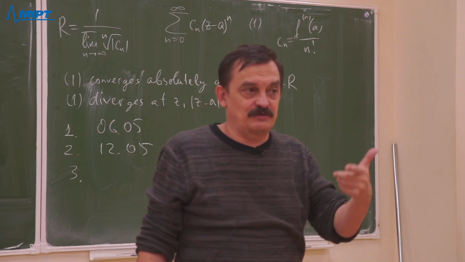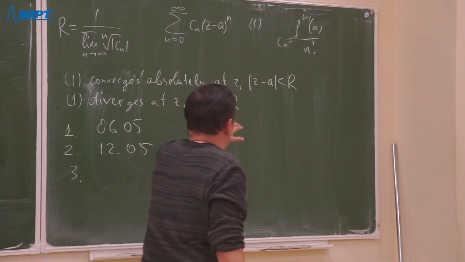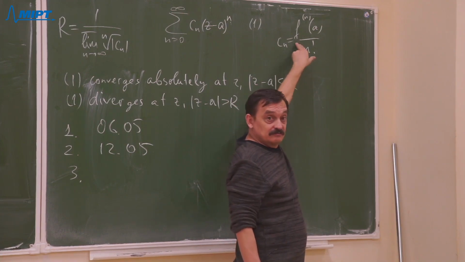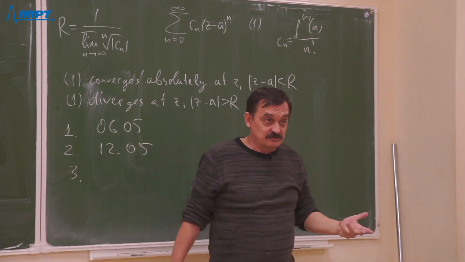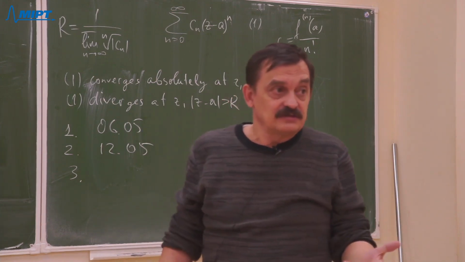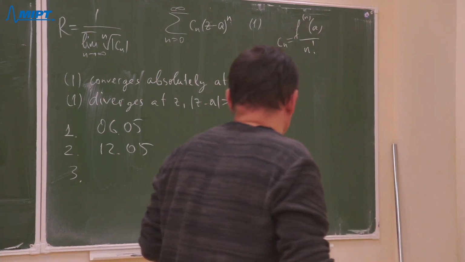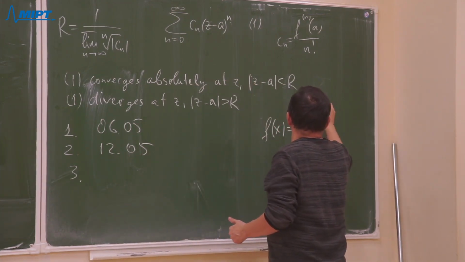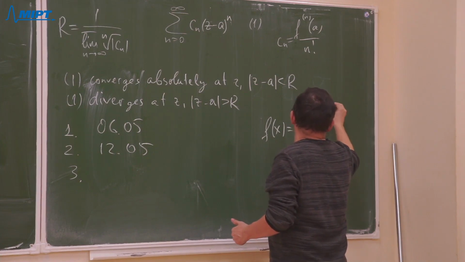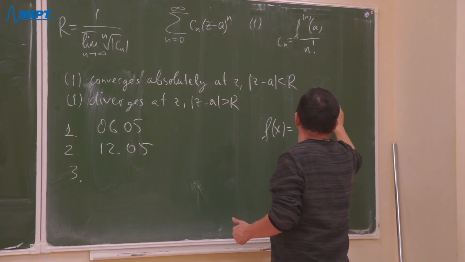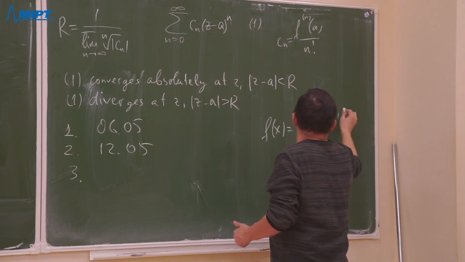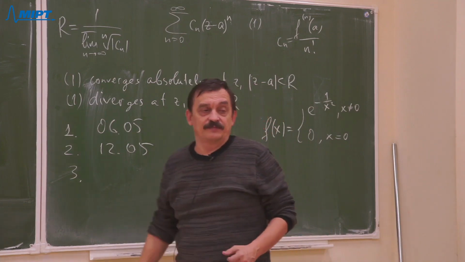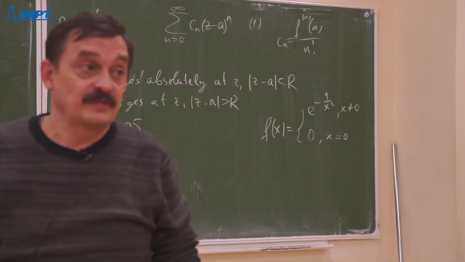I gave you an example of a function such that all its Taylor coefficients are zeros, though the function is not identically zero. In fact, the function was f of x equals e to the power minus 1 over x squared if x is not 0, and 0 if x equals 0. That is the function.